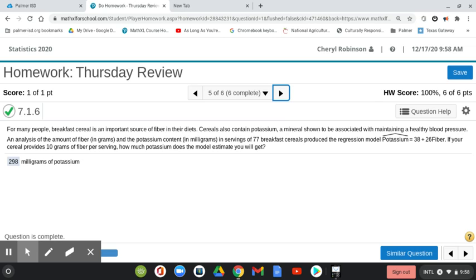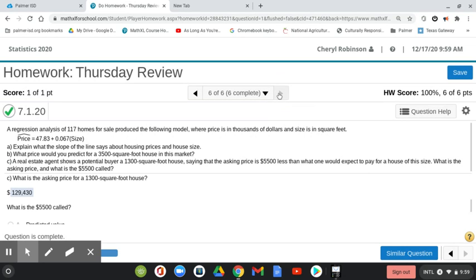Okay, we have another prediction equation in this. The amount of potassium is equal to 38 plus 26 times the number of fiber. Okay, so if your cereal provides 10 grams of fiber, how much potassium does the model estimate? So you just plug in 10. So 10 times 26 is 260. 260 plus 38 is 298. So that one you can do even without a calculator. This one, however, you do want your calculator.